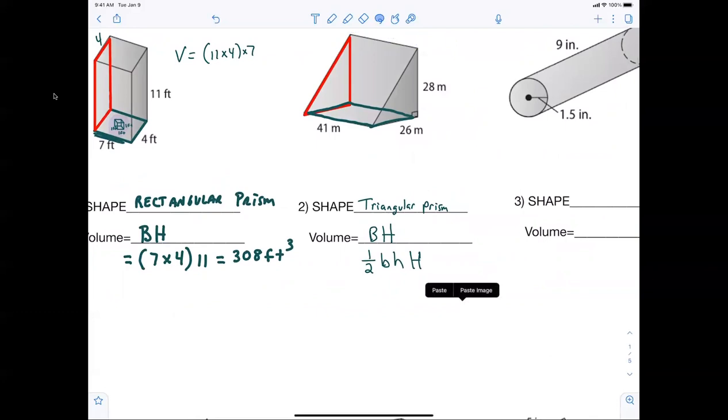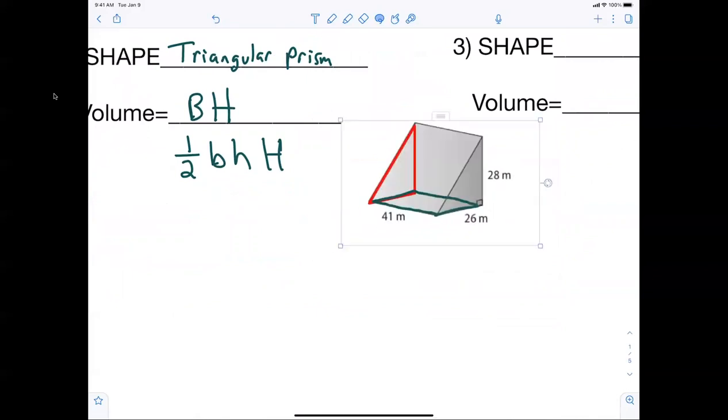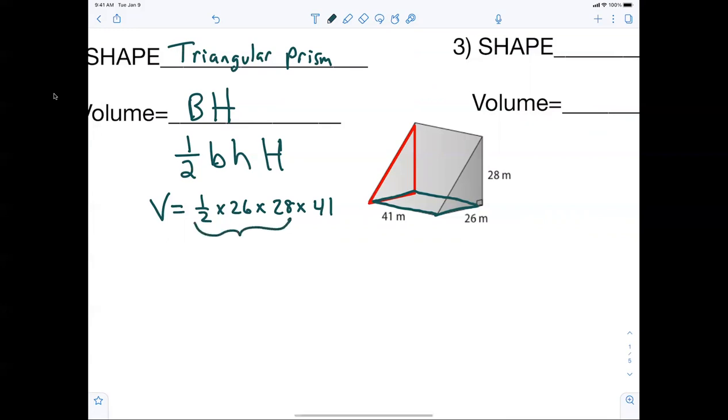And I'm going to bring it down here so we can see it better. All right. Now, volume equals 1/2. Somebody tell me what the base of the triangle is. What is it? Yes, 26. What's the height of the triangle? 28. And what's the height of the prism? 41. All right. So this right here is the area of the base.